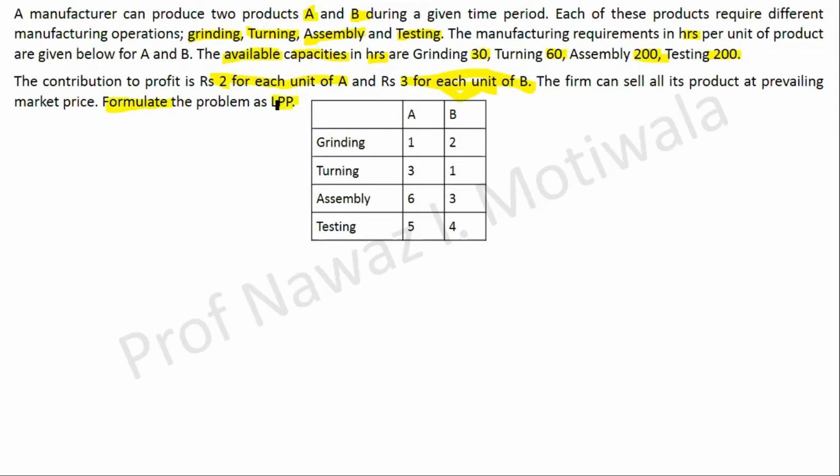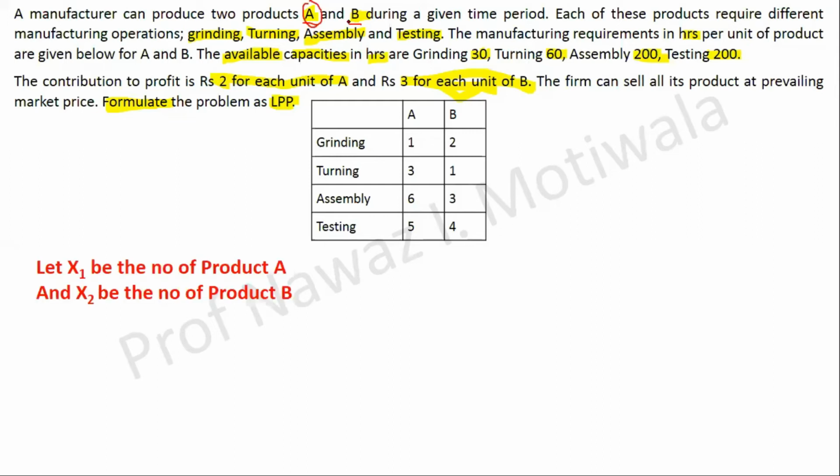And some tabular data is given to us. That means it is quite easy to form the equations now. So again, take 2 to 3 minutes and try to make the equations by yourself. So as it is said that there are two products A and B, I will assume let the product A be x1 and let the product B be x2. So I will write here, let x1 be the number of product A and x2 be the number of product B. And we are also given the profit on 1 unit of A is 2 and profit on 1 unit of B is 3.